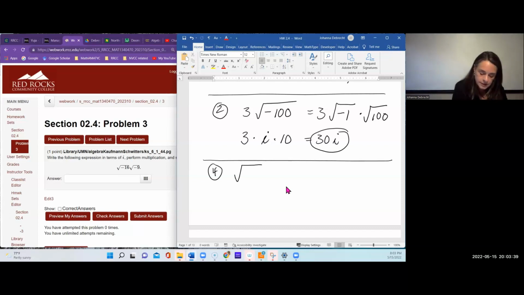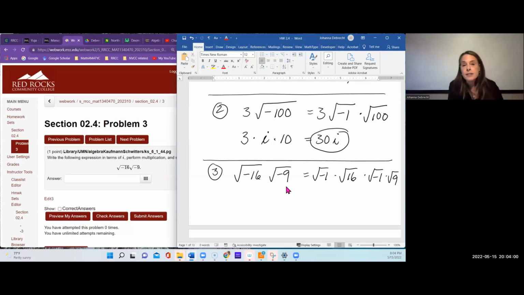The negative can't cross. So what we're left with is the following. Oops, this is number 3. The square root of negative 16 and the square root of negative 9 has to be split up as the square root of a negative 1 times the square root of 16 times the square root of negative 1 times the square root of 9. Now the 16 and the 9 can be combined together into the square root of 144. But you could also go ahead and reduce here, which would be simpler since they're smaller numbers.